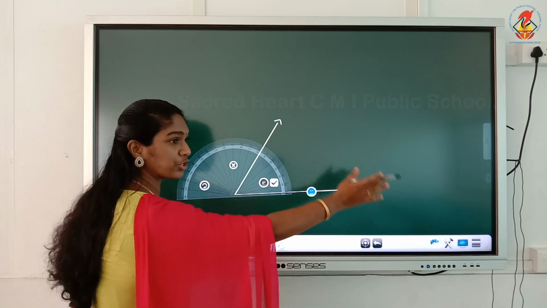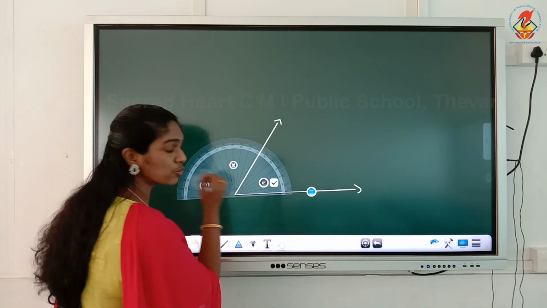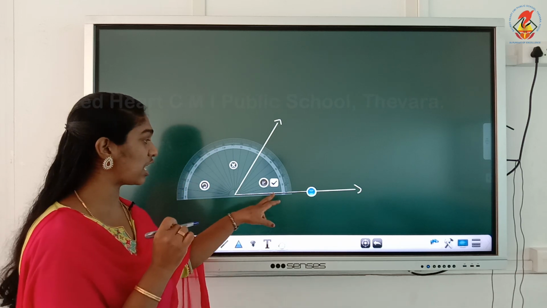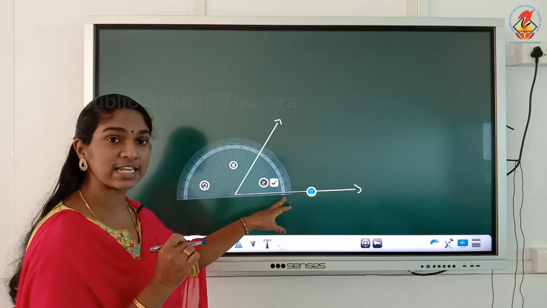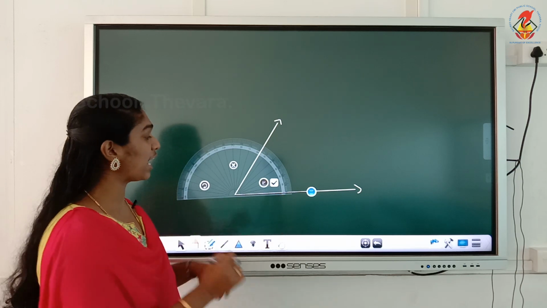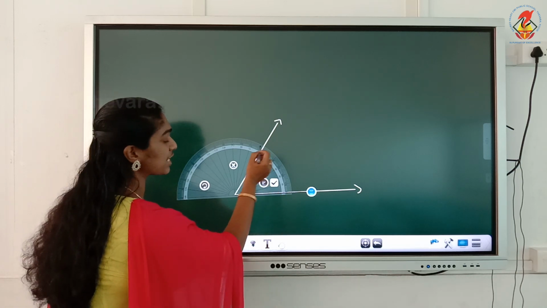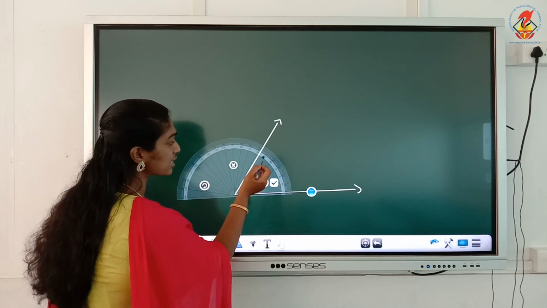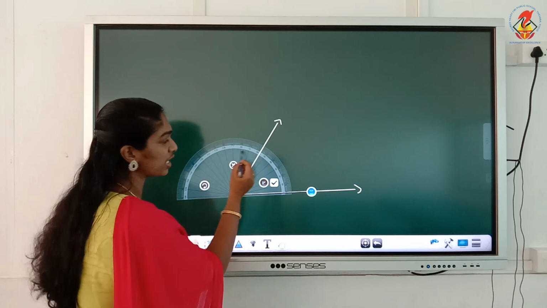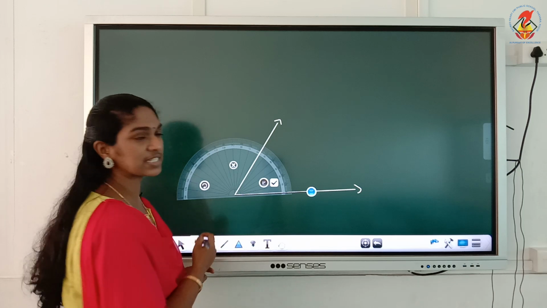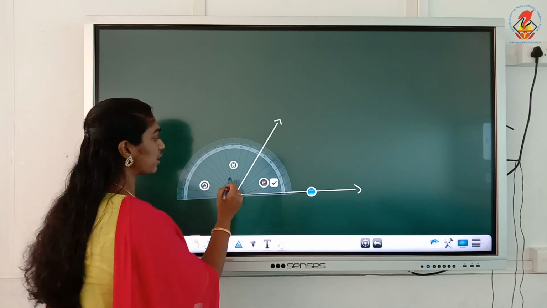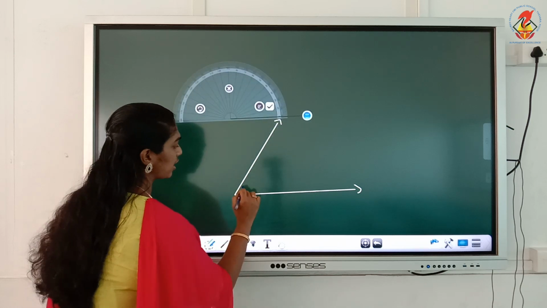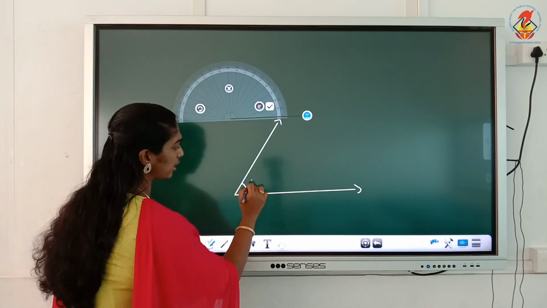If my arrow is going to that direction, I have to use the inner scale. I have to start the 0 from that side. The 0 is coming in the inner scale. From there I have to count and see where this line is coming. I can see it is coming between 50 and 60, and it is coming at 57. So I can mark it as 57 degree.